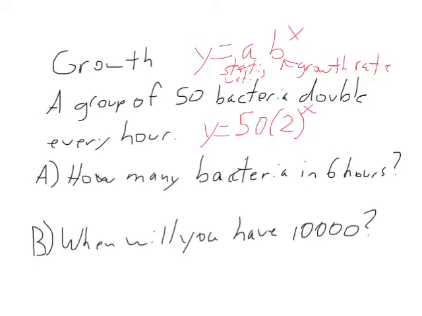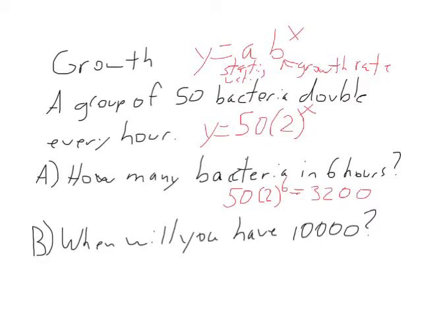So A says, how many bacteria would you have in 6 hours? Well, that's easy to figure out. 50 times 2 to the 6th power. And you'd grab a calculator probably, unless you can do that really fast in your head. I get 3,200 bacteria. All right. Letter B, when would you have 10,000? Nothing special about that number, but just when would you have it?